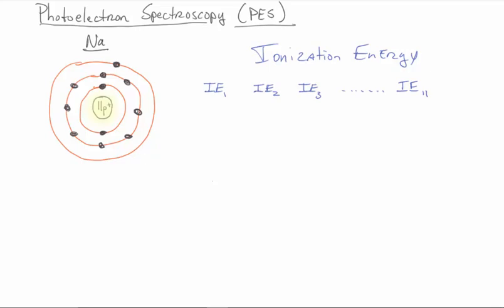What we do is take energy, and we shoot this energy at the atom. If it actually hits an electron and has enough energy, it will eject that electron out of the atom. And that's what ionization energy is.